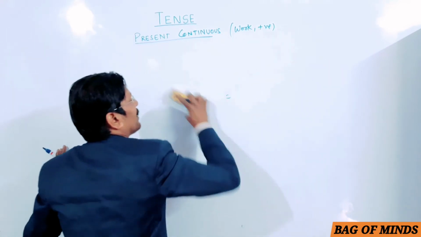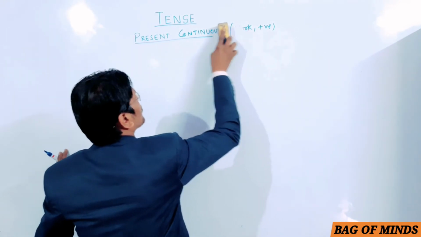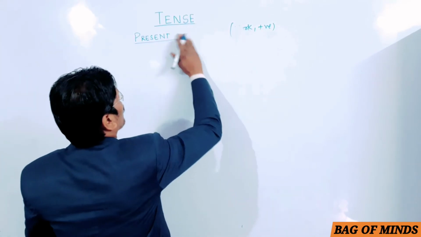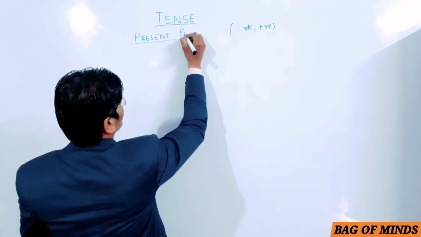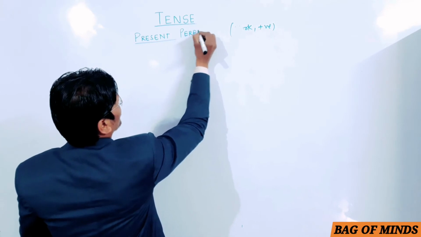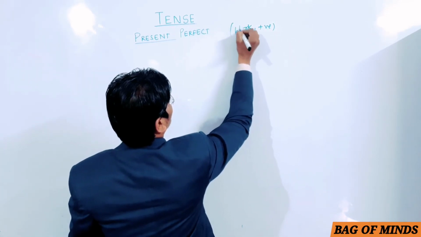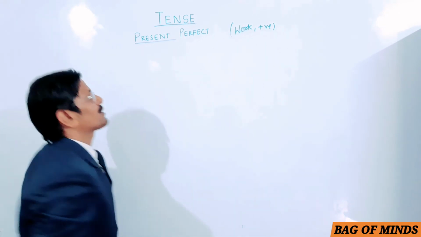Now, once present continuous is clear to you, we will move to the next category, which is present perfect. As the name suggests, perfect, we'll talk about a flawless sentence, meaning a sentence wherein the activity is complete. Work, positive.